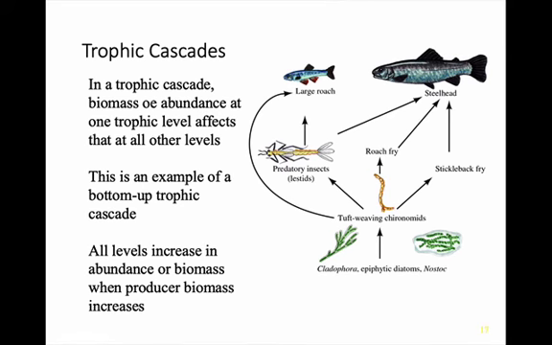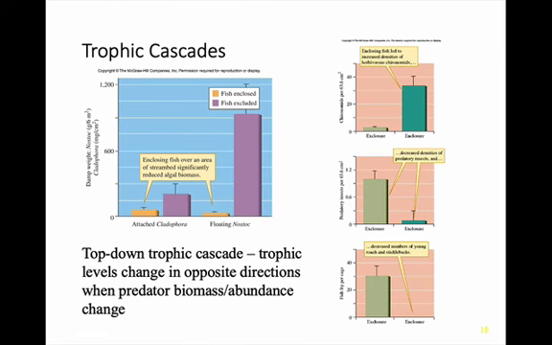What about top-down trophic cascades? What happens if the abundance of the predators affects these guys? That could be more interesting. Here is a top-down trophic cascade. In a top-down trophic cascade, trophic levels change in opposite directions when the predators change.